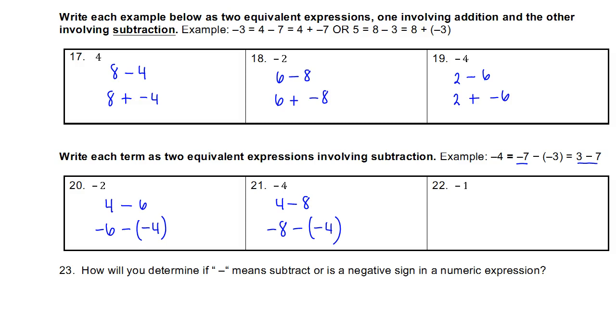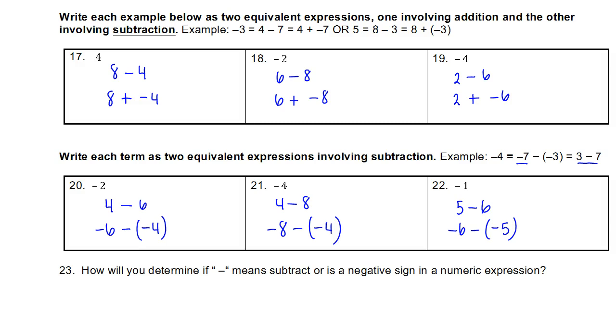For number 22, let's see, I could do 5 minus 6, I could do 4 minus 5, I could do 2 minus 3, I think I'll do 5 minus 6. So 5 minus 6 would result in a negative 1. I could also start with a negative 6, and again, think about the chip model. I would want to take away 5 negative chips. And if I take away 5 negative chips, I'm left with 1 negative chip. So these subtraction expressions that we wrote for each of these 3 problems, both will result in the answer that we were looking for.